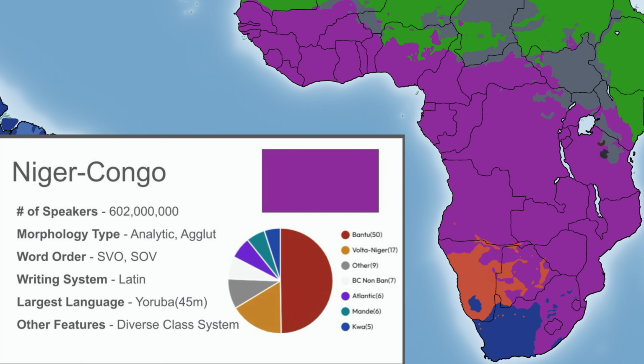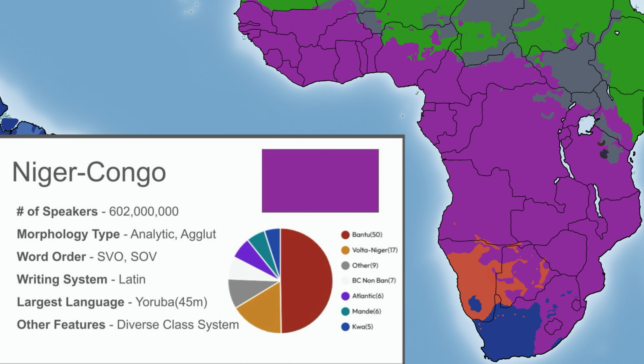The Niger-Congo language family has a similar number of speakers to the Afroasiatic family, with approximately 600 million, but this number could be much larger, as many countries where Niger-Congo languages are spoken have unreliable governments when it comes to collecting data. This family has the largest number of languages, with over 1,400.